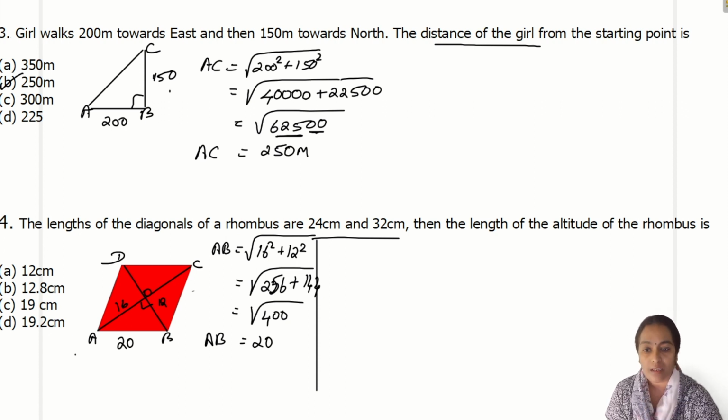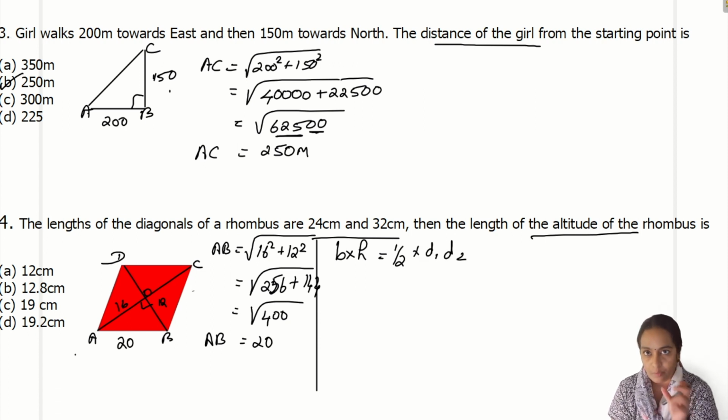The question asked is the length of the altitude. So the formula for area of the rhombus, there are two formulas, student. We have base into height as the formula for area of rhombus. We also have half d1 into d2. So both are areas of rhombus. So base into height equals half d1 into d2. So I'm just equating both.